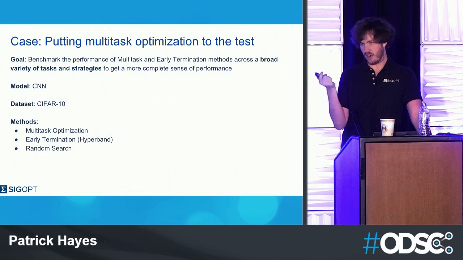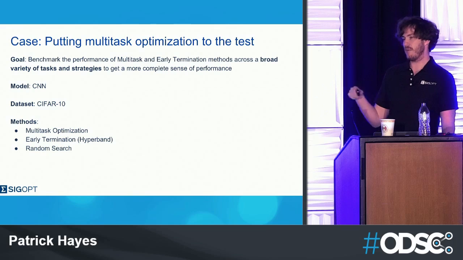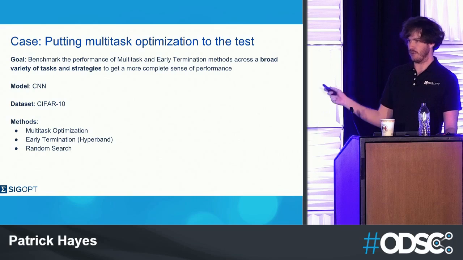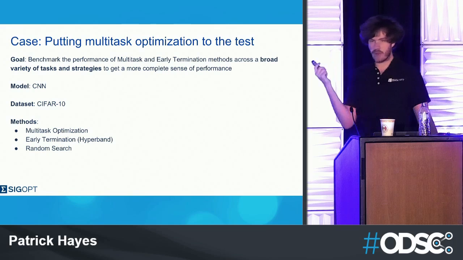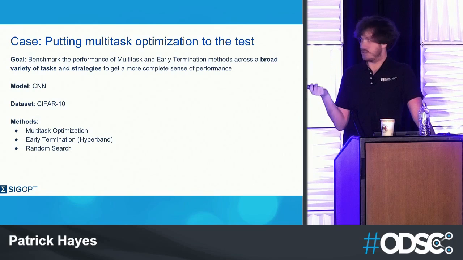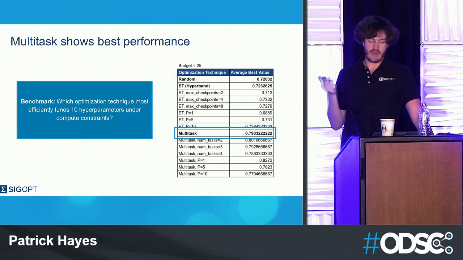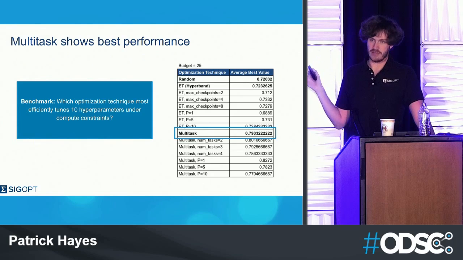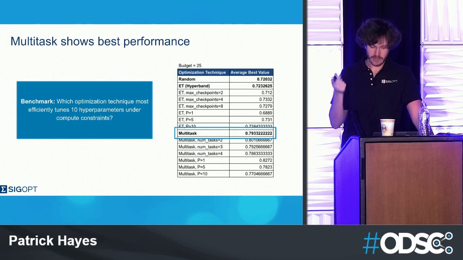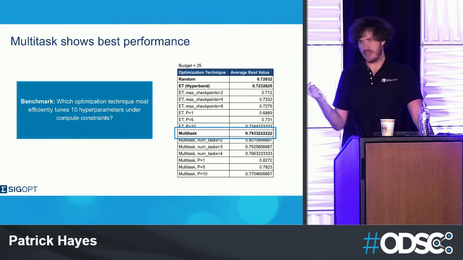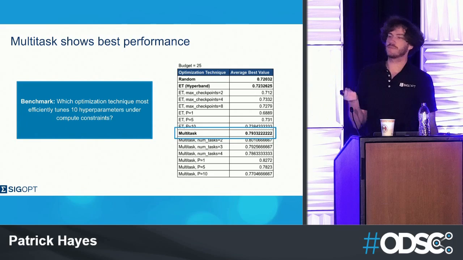So in this case, we tested a convolutional neural net, which has 10 hyperparameters. And our goal was to find a good solution in the time it would take to train 25 full cost models. So we ran across a variety of techniques: random search, early termination, and multitask optimization. So what we observed in this case is that random search and hyperband both performed pretty similarly, and were able to find something in the 0.72 accuracy range. And that multitask optimization significantly outperformed both.